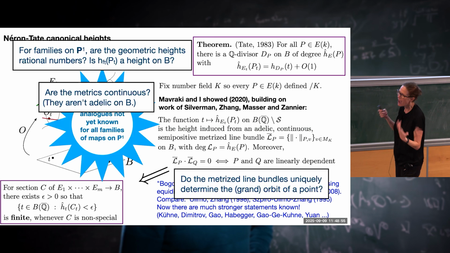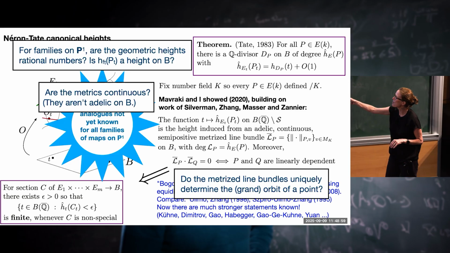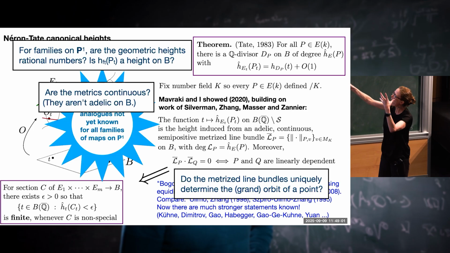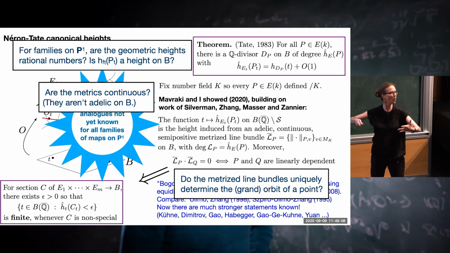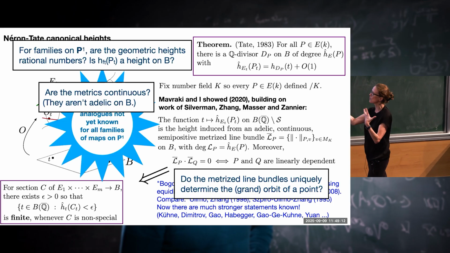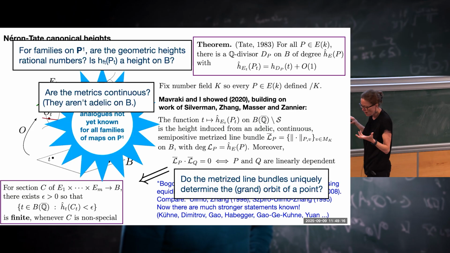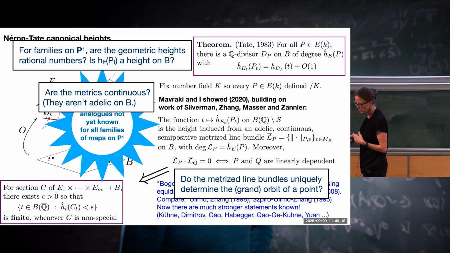Of course, even if you have all that structure, I had to throw this in as well. The final thing was, suppose you have all this structure. To what extent does this metrized line bundle determine the point or the orbit of the point? The analog of this linear dependence condition would be an orbit relation condition. Does having that same metric determine some relation between the points?